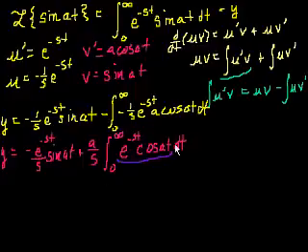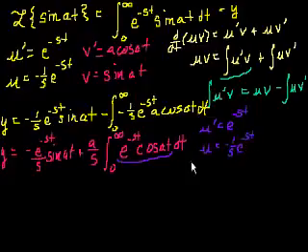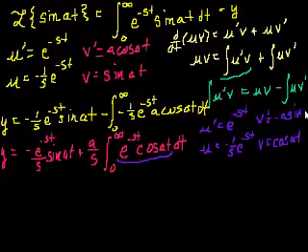Well, let's define once again. Let's define u prime. U prime is equal to e to the minus st. Then u is equal to minus 1 over s e to the minus st. We'll make v equal to cosine of at. The hardest part about this is just not making careless mistakes. And then v prime is equal to what? Minus a sine of at, right? Chain rule, derivative of cosine is minus sine.